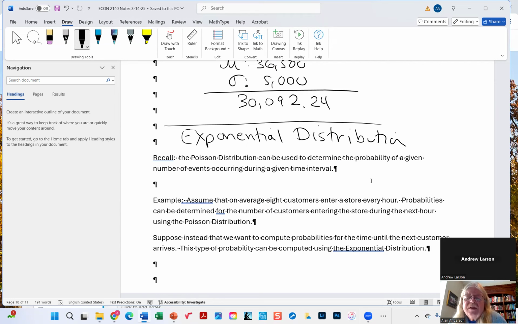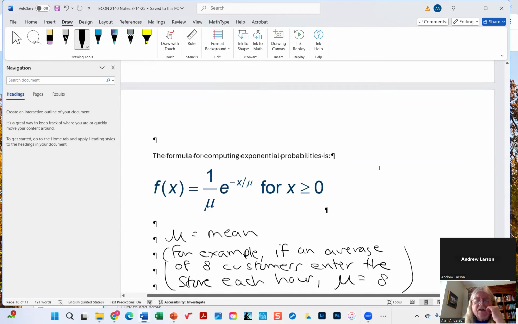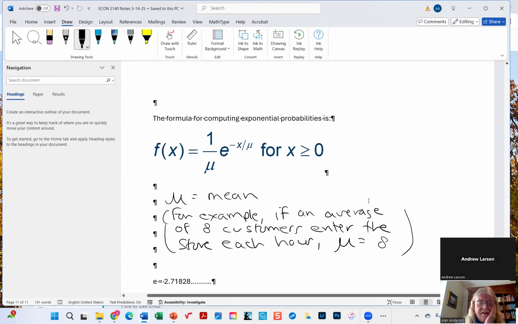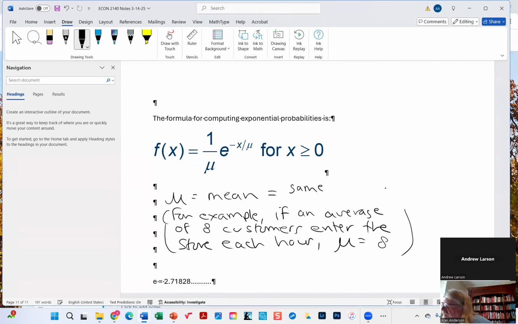Instead, we want to know the probability that a certain amount of time will pass until the next customer shows up. So we might ask questions like this: what is the probability that it will be 10 minutes before the next customer comes in the store? That's what we're going to do with the exponential distribution. So if you look at the formula, you'll see some familiar elements. The mu is the mean, and I'll make a note here, same mu that appears in the Poisson formula.